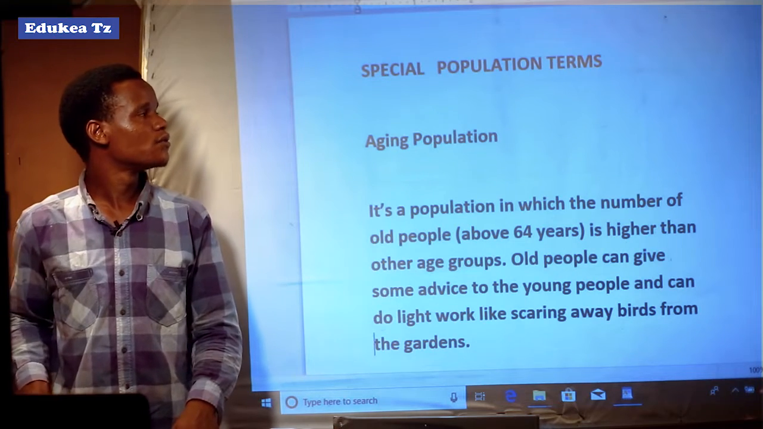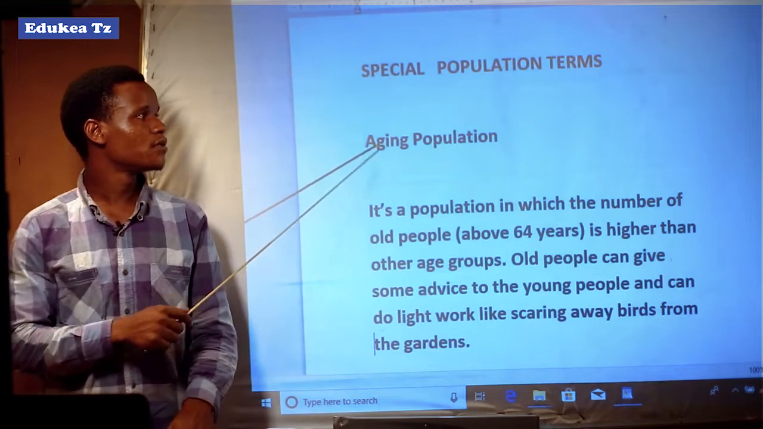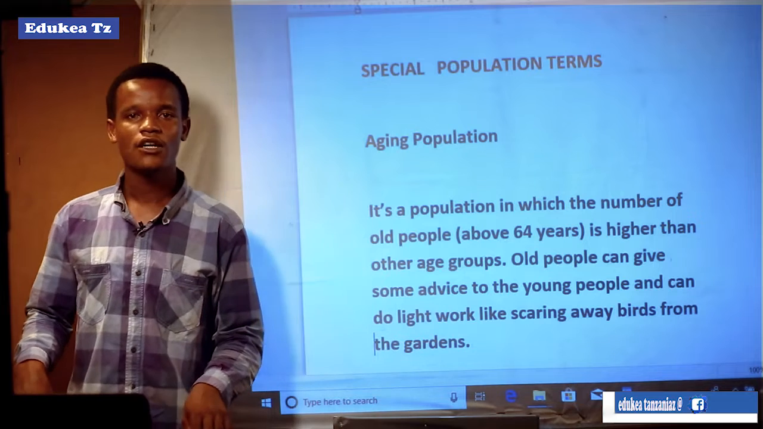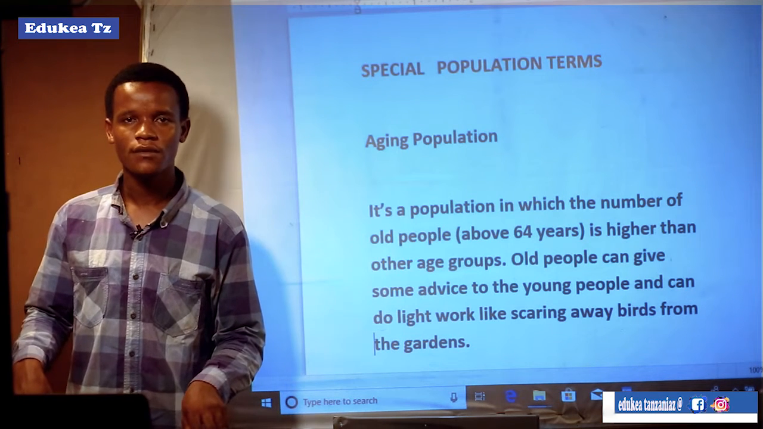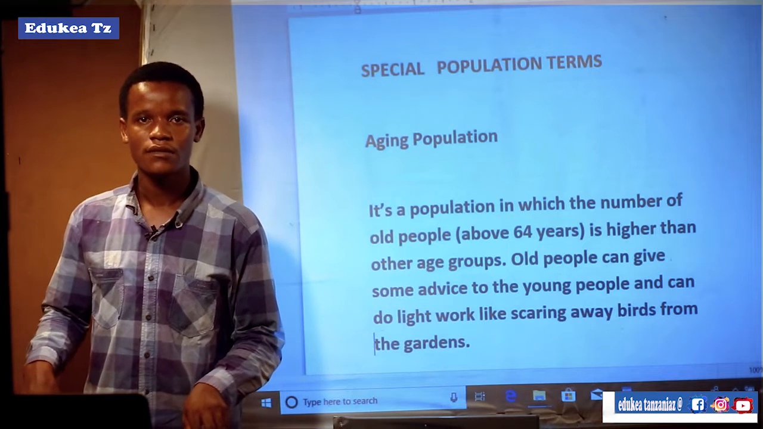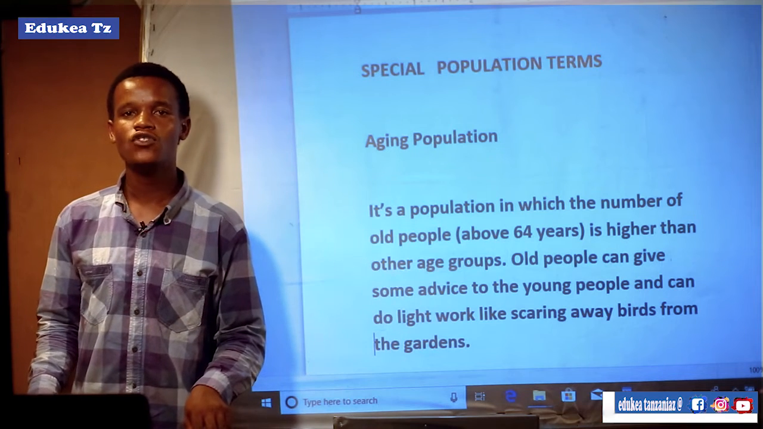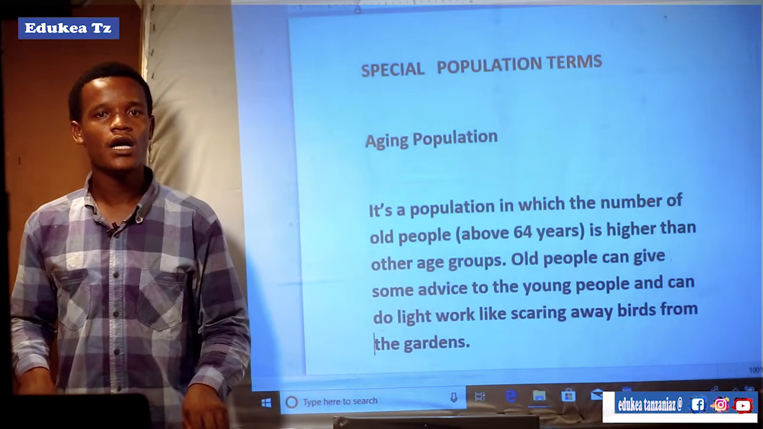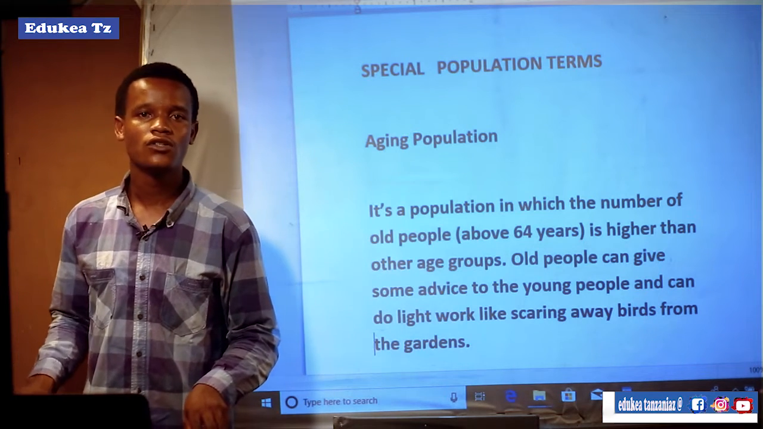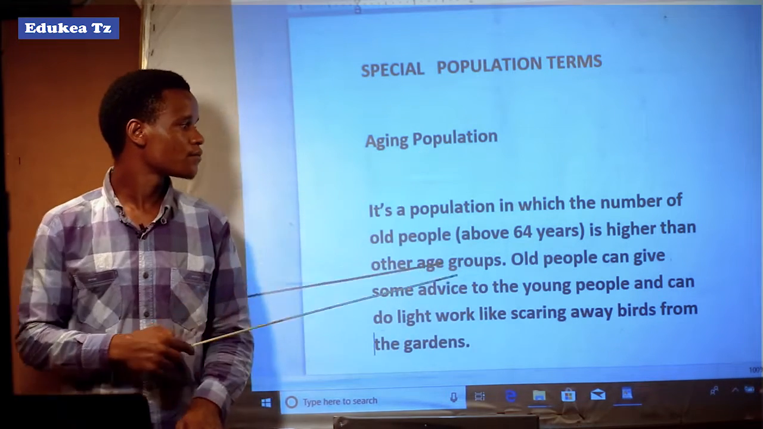Okay, let's now see what are the special population terms. The first one is aging population. When we talk about aging population, we mean a kind of population where the number of old people tends to be higher compared to the other ages. This involves those people who are 64 years and above.